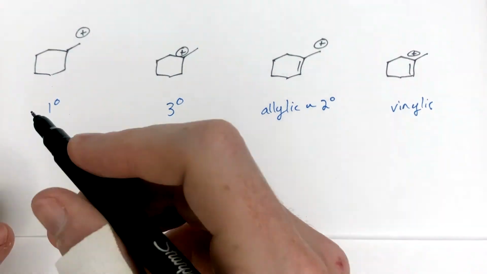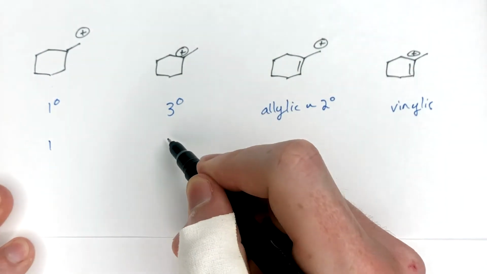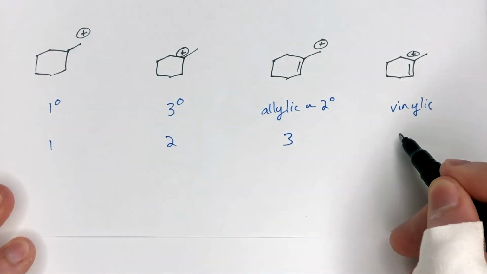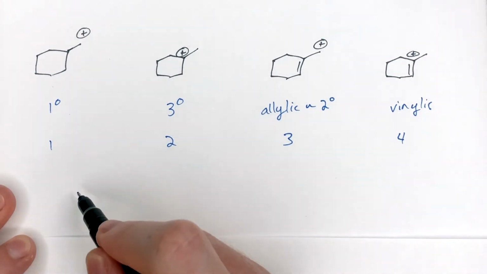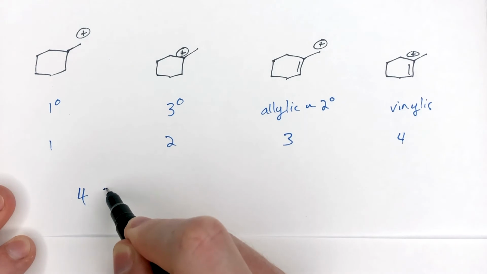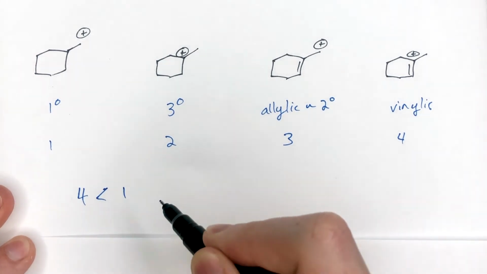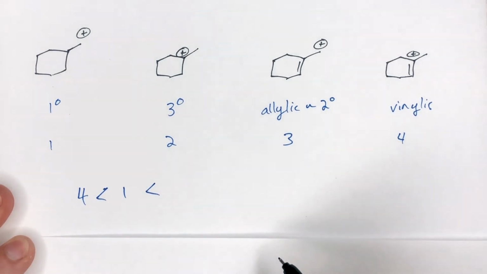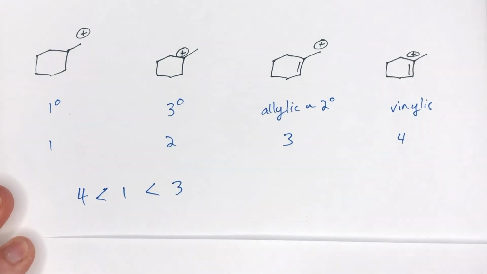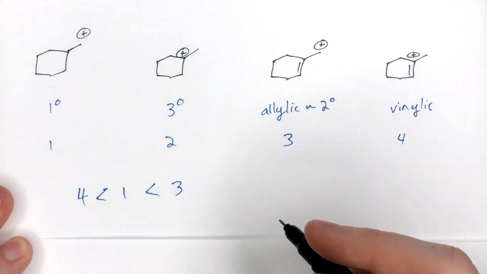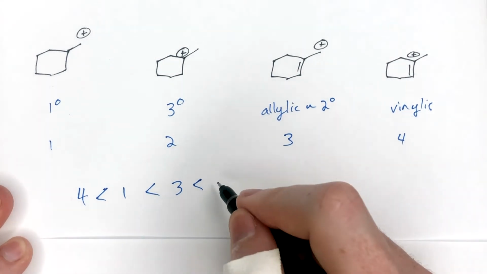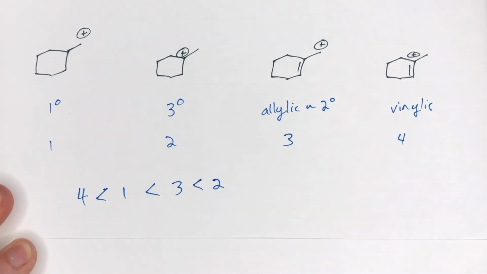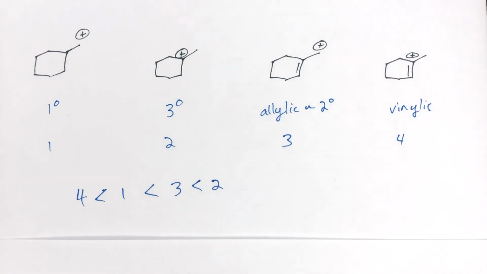So let's again list these molecules in numerical order, and we want increasing stability. So the vinylic is definitely the least stable, followed by the primary, followed by the allylic, which is about the same stability as a secondary. And then this is less than the second molecule here, which is a tertiary carbocation. That's the most stable option.